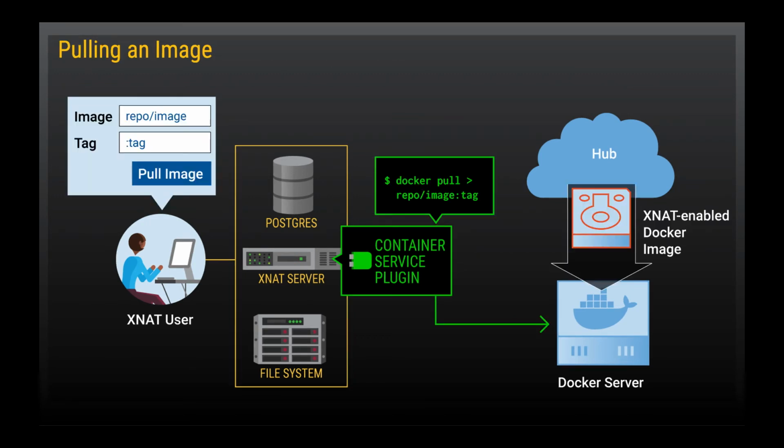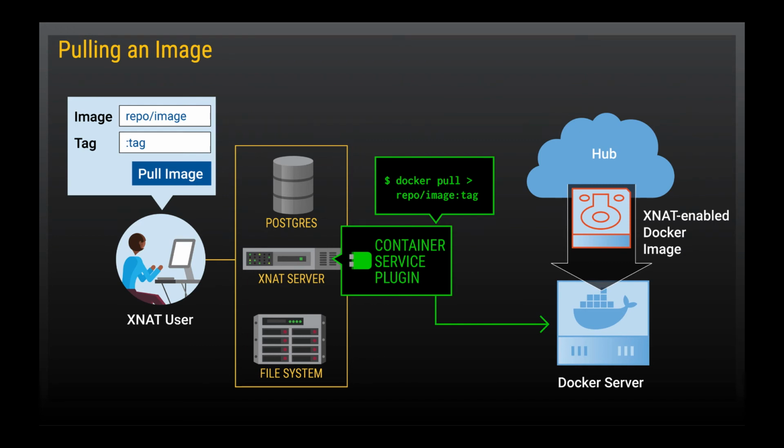So to recreate our simple workflow here, when a user wants to install an image, they type a command into the UI, or they fill out a form in the UI and specify pull this image from this repo with this tag, just as you did before. And then when they click submit in the UI, the container service plugin translates that action into the Docker parlance and feeds the command to the server. And the server contacts the image hub, pulls down that image from that repo with the version tag associated with it, and installs it. But the difference in this case is that we want to install an XNAT enabled image.